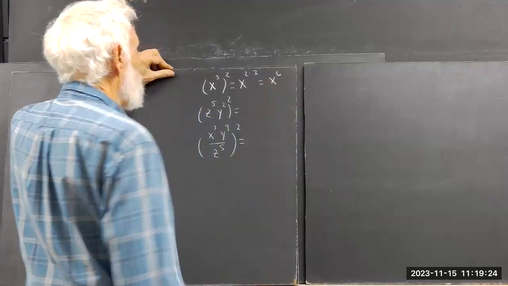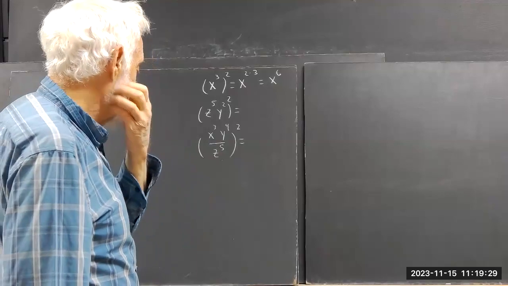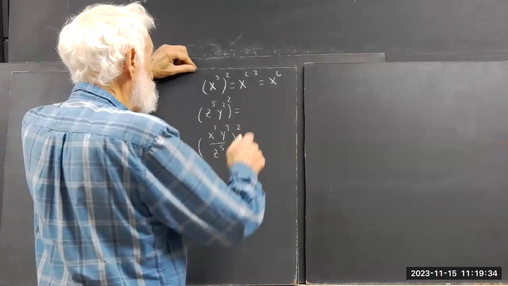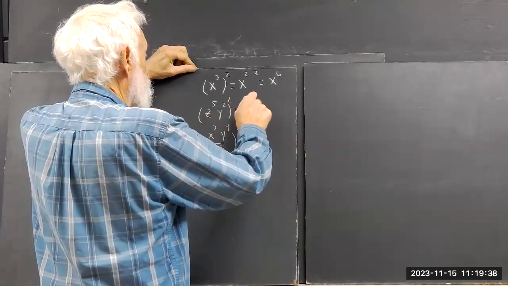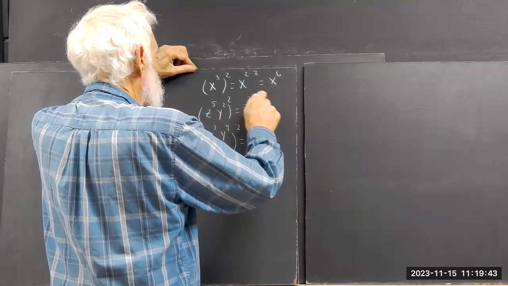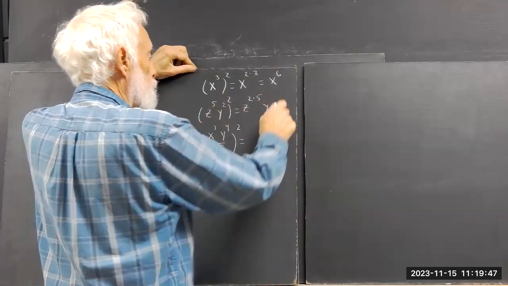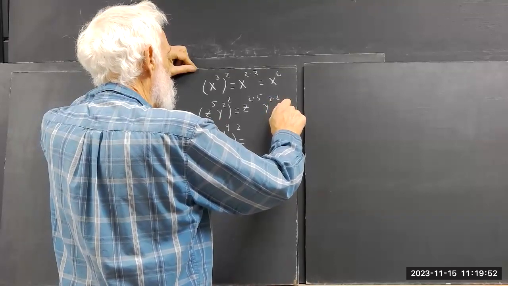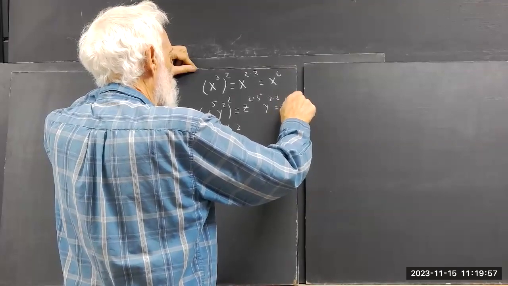There are many ways to see this, and of course you can just quote the rule of exponents, but it's better if you understand it, because it's awfully easy to get confused if you don't. Okay, on this one, z to the 5th squared is z to the 2 times 5, and y squared is y to the 2 times 2, which equals z to the 10th, y to the 4th.